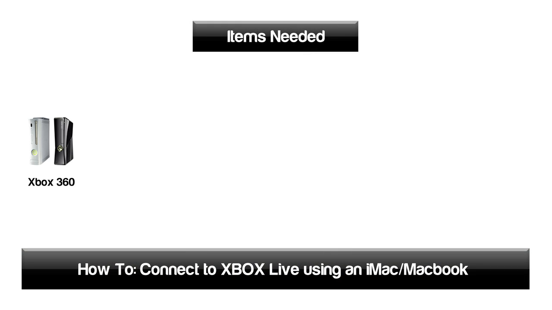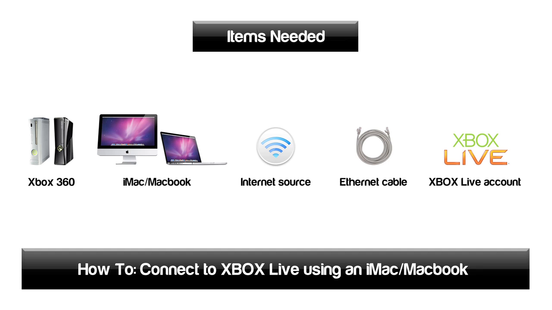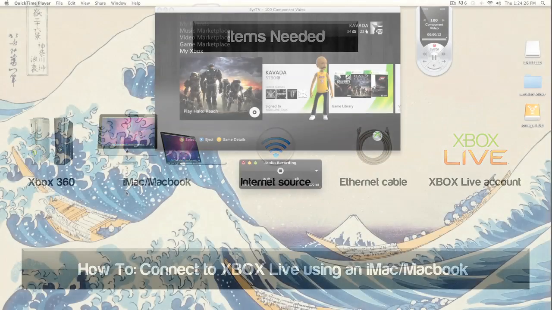You're going to want an Xbox 360, a Mac or an iMac. You're going to want an internet source. You're going to want an Ethernet cable. And what was the fifth thing that we needed? Oh, an Xbox Live account, obviously, because without that, you can't even get onto Xbox Live.